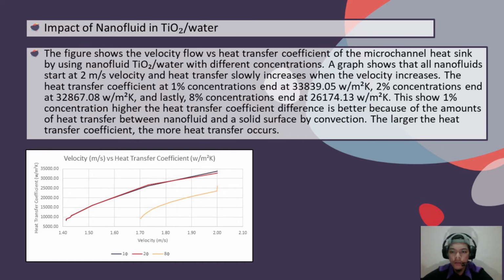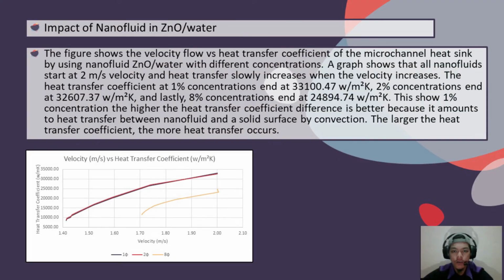The difference is because of the amount of heat transfer between nanofluid and solid surface by convection. The larger the heat transfer coefficient is, the more heat transfer occurs. Next we go to zinc oxide water. The figure shows the velocity versus heat transfer coefficient of the microchannel heat sink using zinc oxide water with different concentrations.